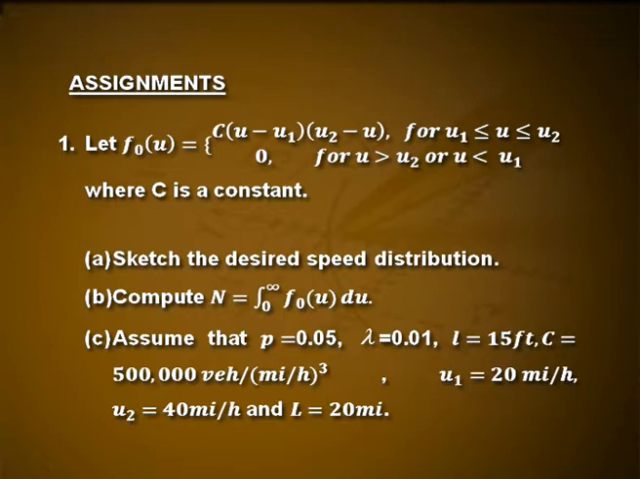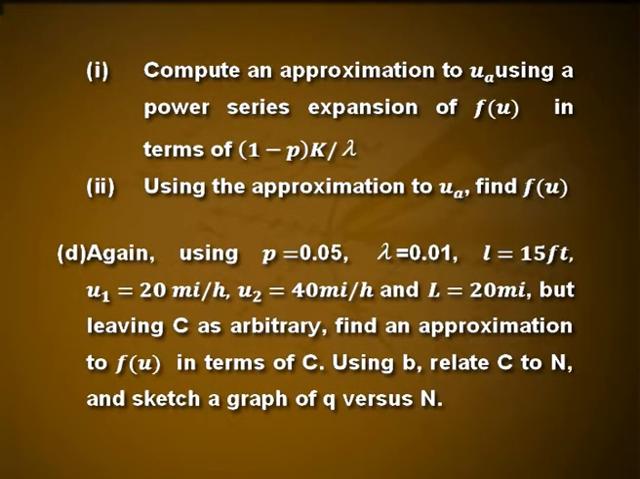Third one, assume that p is equal to 0.05, lambda is equal to 0.01, small l is equal to 15 feet, c is equal to 5 lakh vehicles per miles per hour cube, u1 is equal to 20 miles per hour, u2 is equal to 40 miles per hour, and capital L is equal to 20 miles. Compute an approximation to UA using a power series expansion of f of u in terms of 1 minus p into k by lambda. Using the approximation to UA, find f of u.